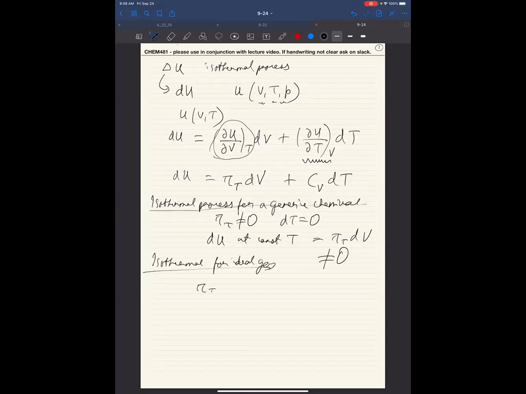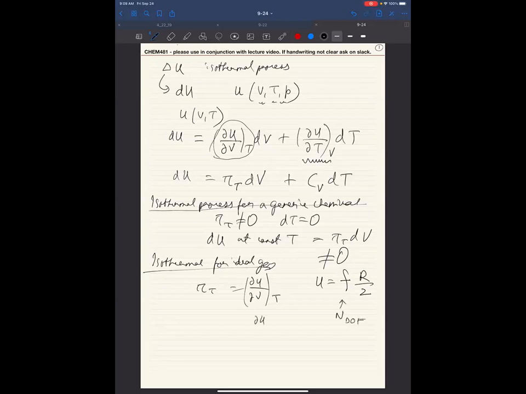We have to think about pi T, which is partial U by partial V at constant T. And we know that U for an ideal gas is given by the number of degrees of freedom, let's call it F, multiplied by R T by 2, per mole of ideal gas. I could write it NDOF, but I will just write it F for now. So this is the number of degrees of freedom.